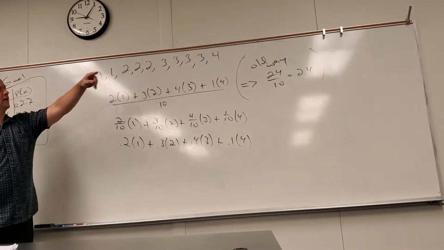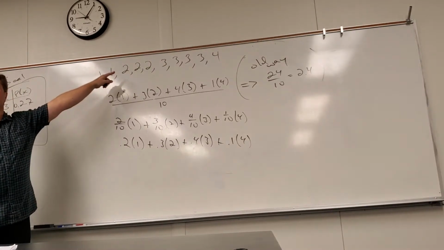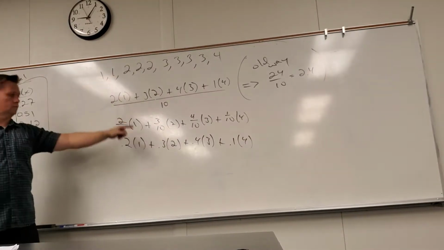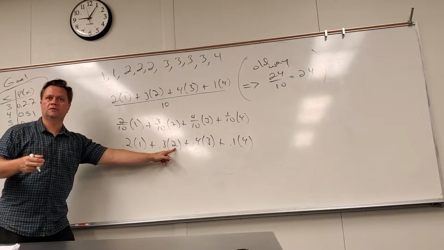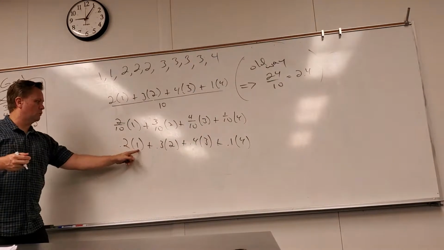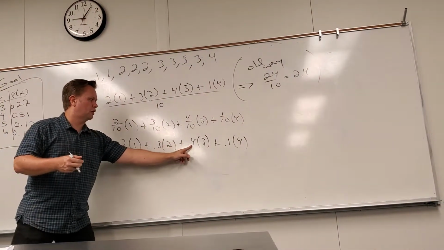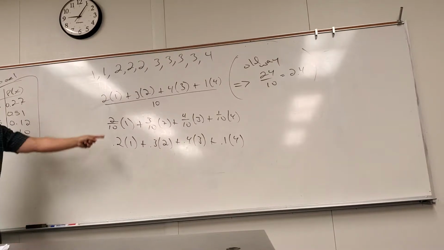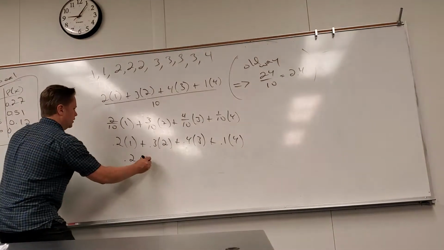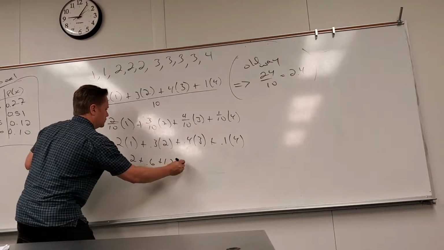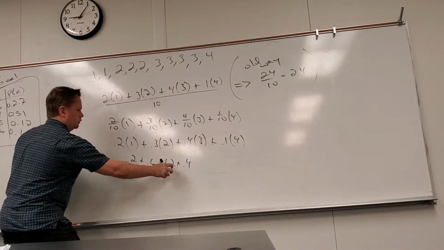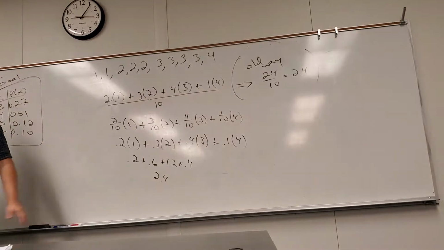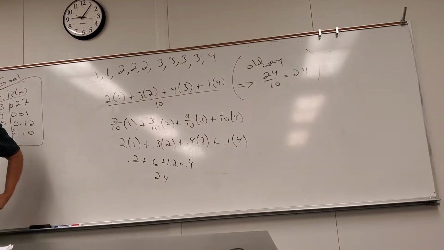What percentage of my data was 2s? 30%. 30% were 2s, right? So 20% 1s, plus 30% 2s, plus 40% 3s, plus 10% 4s. And of course, if you do this, what do you get? 0.2 plus 0.6 plus 1.2 plus 0.4. So you get 2.4, the same answer. Of course, math is like, all right, human, you can organize this however you want to.